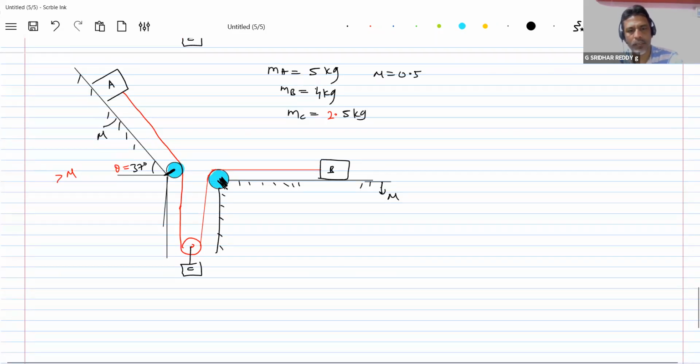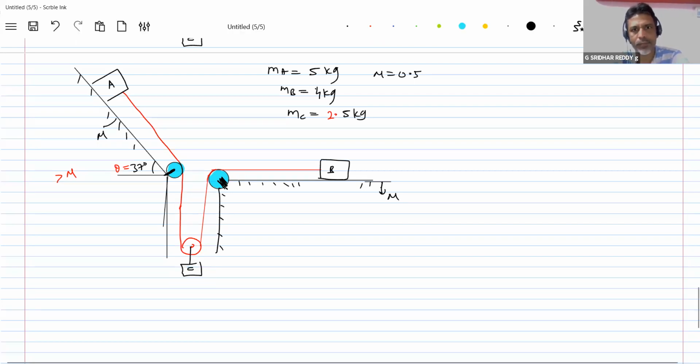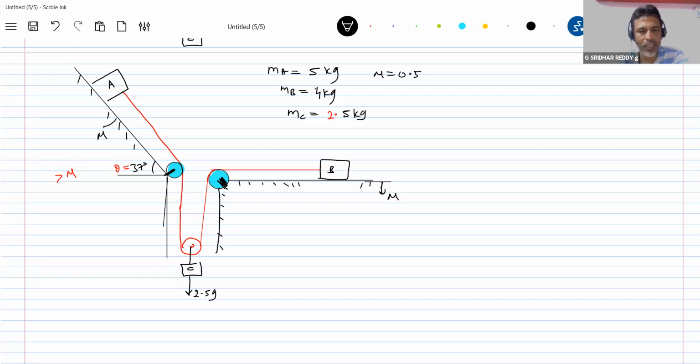Okay, there's a question, so we'll proceed like this here. Now the weight mcg will act. What is the value of mc? Mc is 2.5 kg. 2.5 g, I'll write it, or mcg. Let this be the tension. So first the weight mcg will act, because the strings will become taut. Let the tension be T, and this is T.